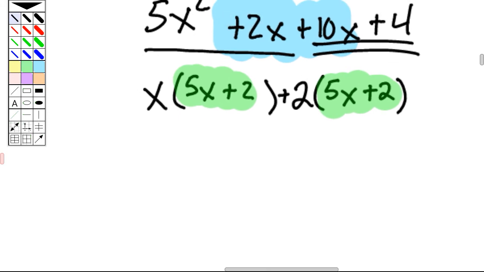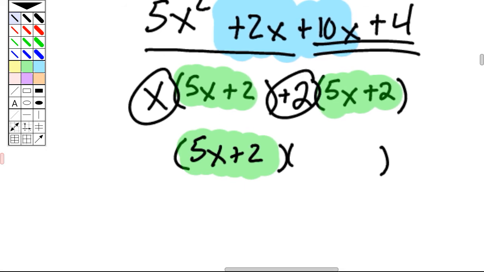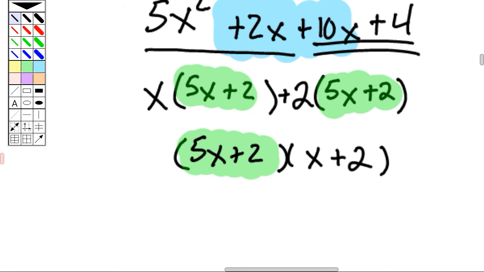So, final thing. What are my factors? Well, remember that 5x plus 2, that thing that repeats, we'll put him out front. 5x plus 2. And what are the two other things? You got the x and the positive 2. So I rewrite that in my second binomial. X plus 2. And that's it.